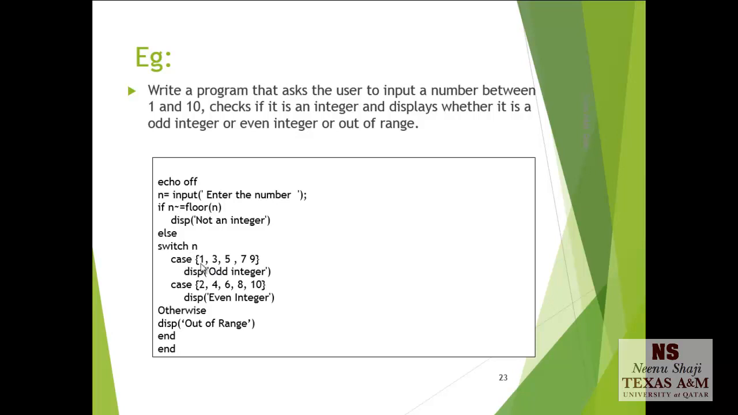The cases are 1, 3, 5, 7, 9, display odd integer. Next case set would be 2, 4, 6, 8, 10, display even integer. Otherwise display out of range, and then the end for the switch and the last end is for the if structure.